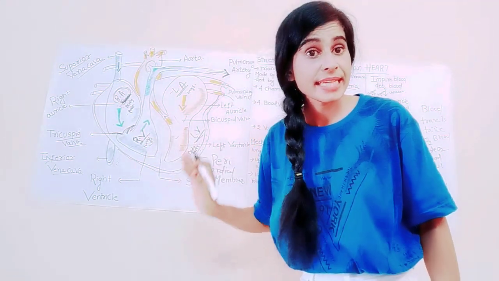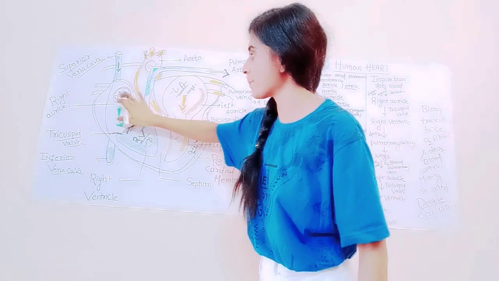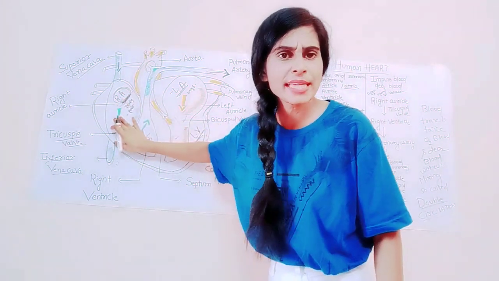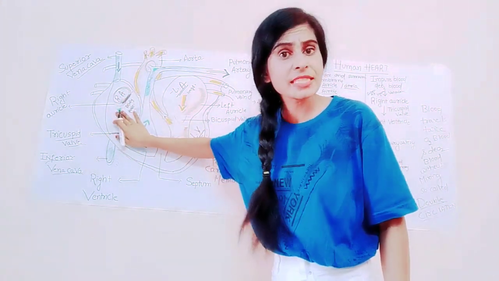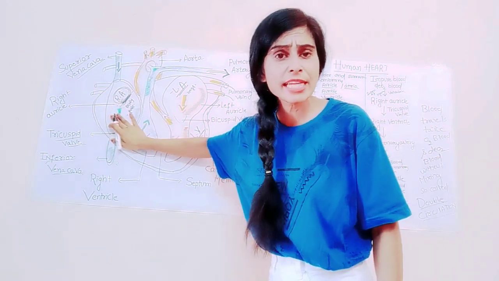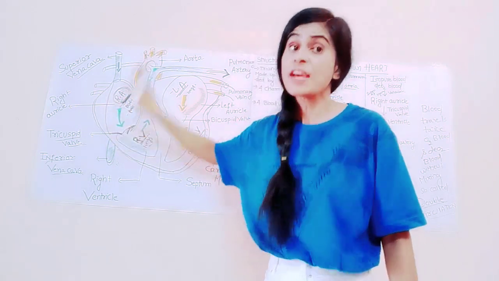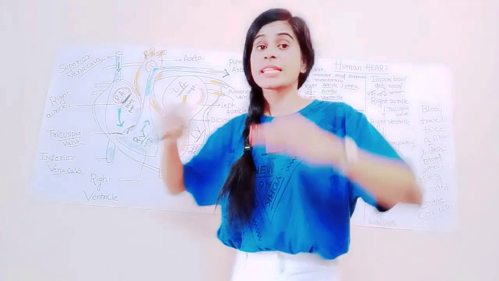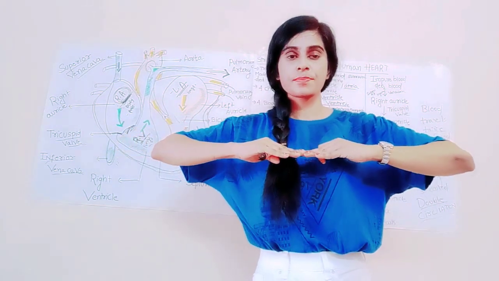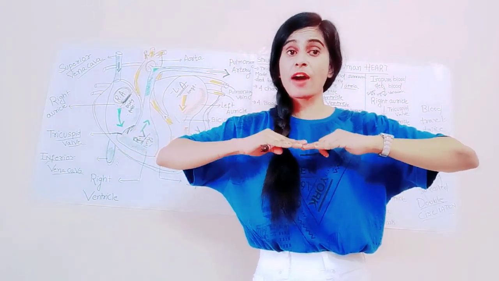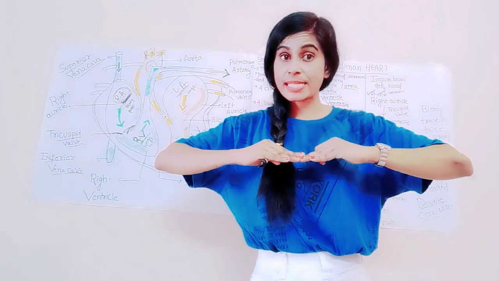Understood? Now what happened? It's empty now. No impure blood is there. Pressure is gone now. No contraction takes place now. Relaxation takes place. When relaxation takes place, this tricuspid valve again closes.